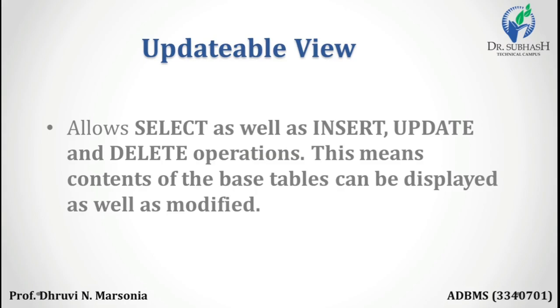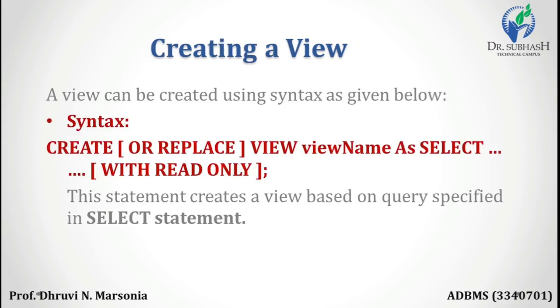The second type of view is the updatable view. An updatable view allows select as well as insert, update and delete operations. This means the content of the base table can be changed or modified as per the user's operations. So there are two types of views available: read-only and updatable view.